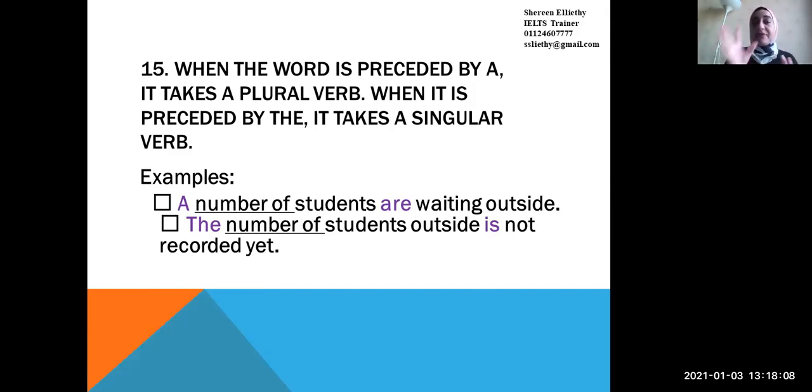So again, if you have a before the noun, that means more than one, and you will need a plural verb. If you have the before the noun, you will need a singular verb. So a number of plus plural, but the number of plus singular verb. Excellent job.